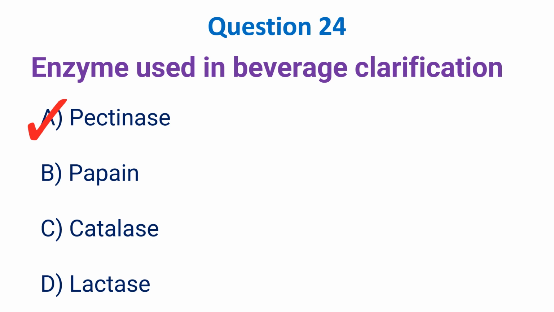The other options such as the papain, it is an enzyme which is helping in the tenderization of the meat protein. The catalase is used in the dairy industry for neutralization of hydrogen peroxide before the cheese production. The last option is lactase. It is used to break down lactose sugar and produce the products which are free from lactose, and this is especially useful for the lactose intolerant people. So here our correct option is pectinase.